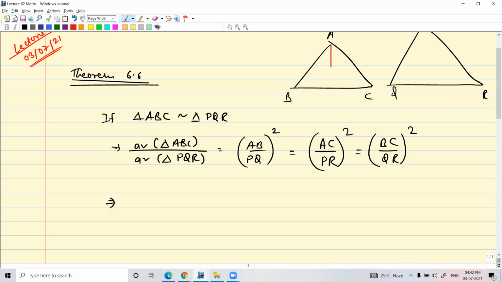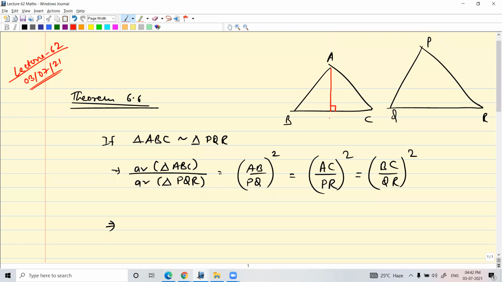So let's drop the altitude. Let's do the proof of this theorem. This one we're calling M. This we're calling N.